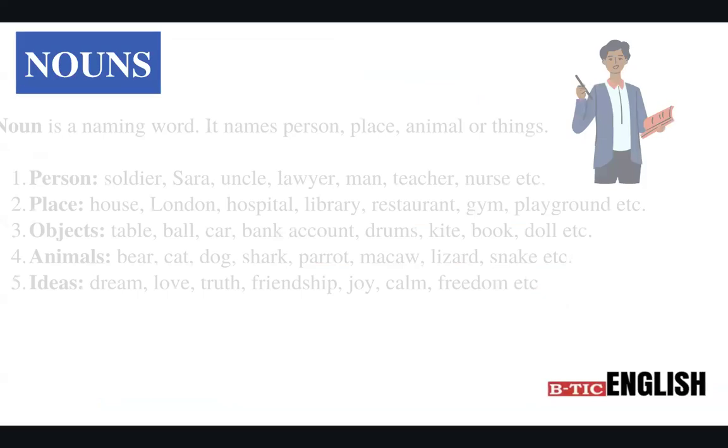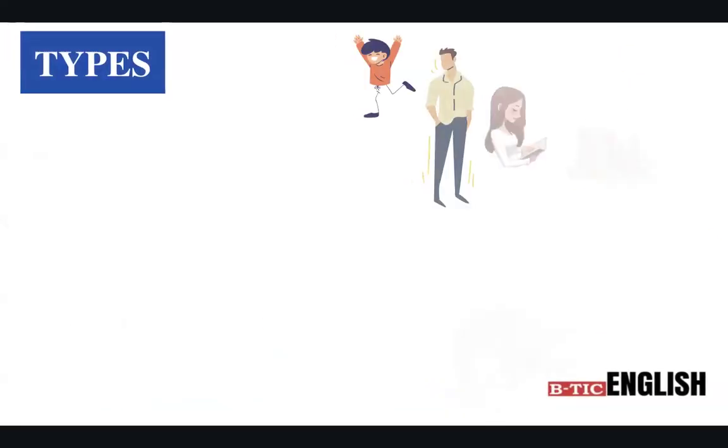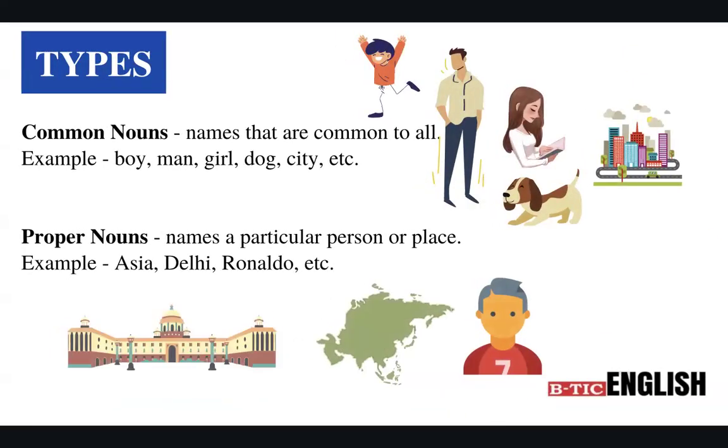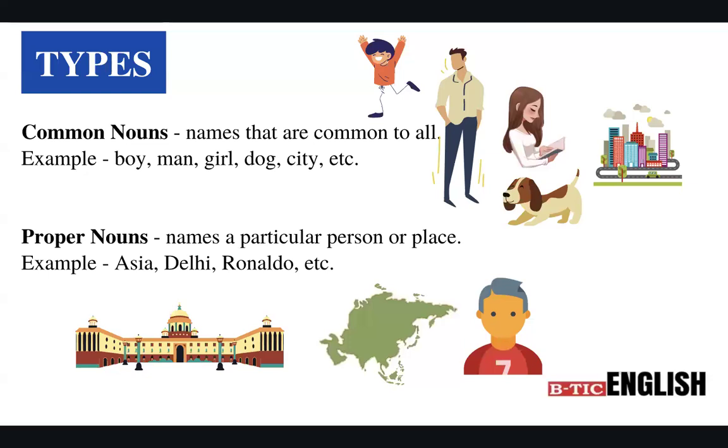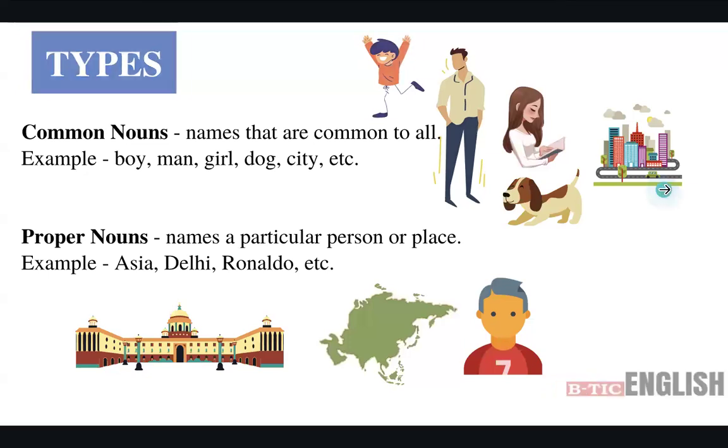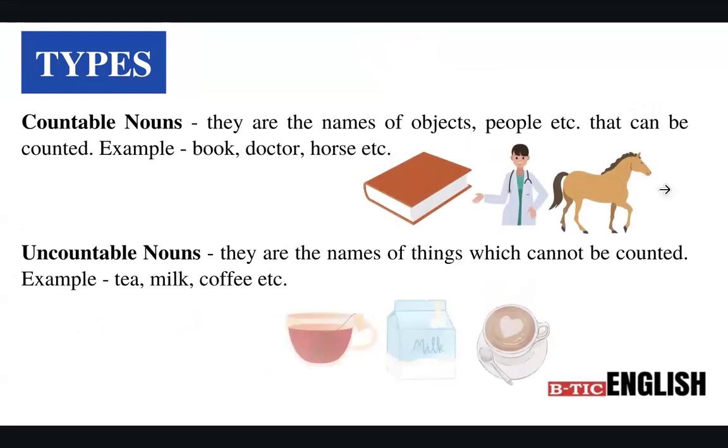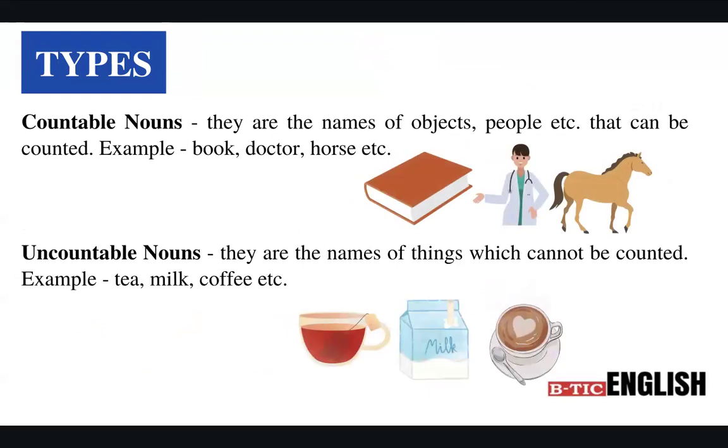We learned the ways of developing English speaking skills. And then we learned about nouns. We learned about the types of nouns, which are common nouns and proper nouns. Common nouns means they're common to all. Proper nouns refer to a specific person or place. And then we learned about countable and uncountable nouns. Countable nouns means these nouns can be counted, and uncountable nouns means these nouns cannot be counted.